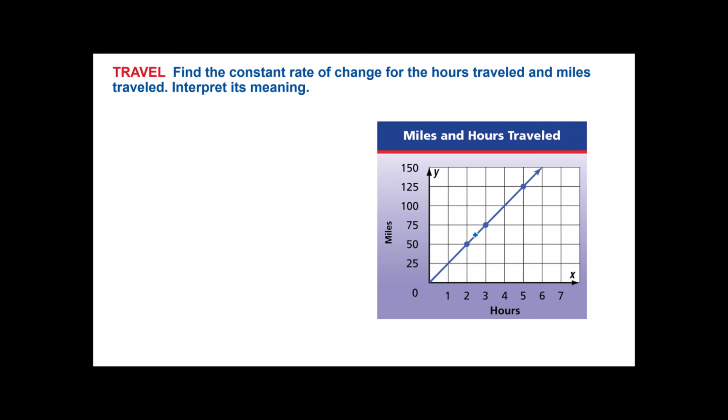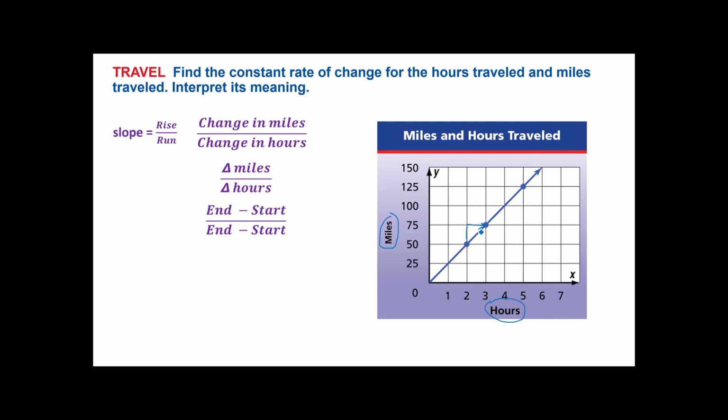Hopefully you can look at this, and now that you know that we are examining the ratio between miles and hours, now that we know that the y-axis is our numerator and the x-axis is our denominator, we can calculate the slope or constant rate of change using how much we rise compared to how much we run. In other words, how much am I going up when I go over? Or the change in miles compared to the change in hours. Once we see that, all we've got to do is look at our ends and our starts.